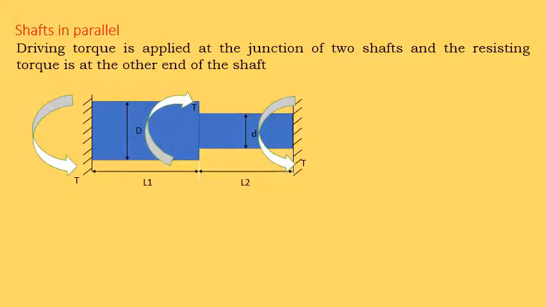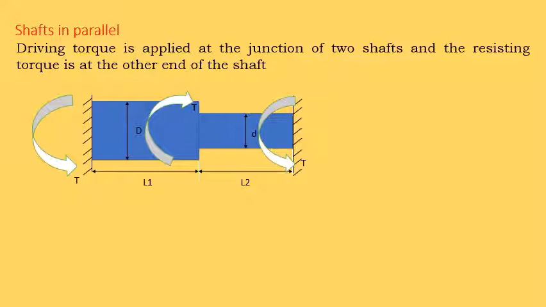So next we have shafts in parallel. Two shafts are said to be in parallel if the driving torque is applied at the junction of two shafts. So this is the junction of two shafts. Here we are applying the torque, and the resisting torque is at the other ends of the shafts. The other two ends are fixed, and because of application of this torque at the junction, there is a resisting torque in the opposite direction where it is fixed.